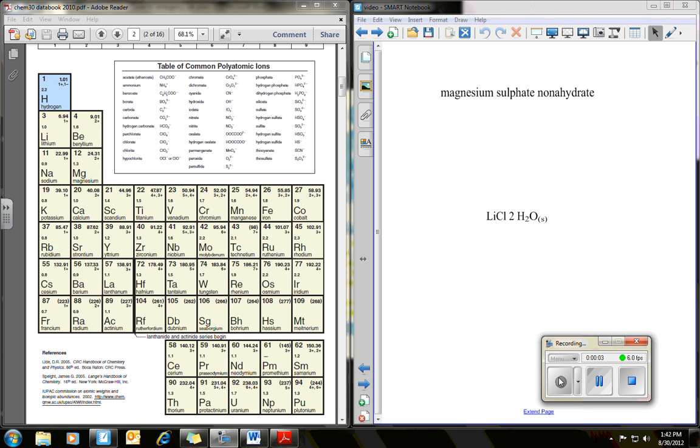Outcome 7. I can define a hydrated compound, give them names, and write formulas with them. So you guys have already seen the lesson. So let's do a couple practice questions and hopefully you guys figure out and learn what a hydrated compound is. So let's start with magnesium sulfate nonahydrate.